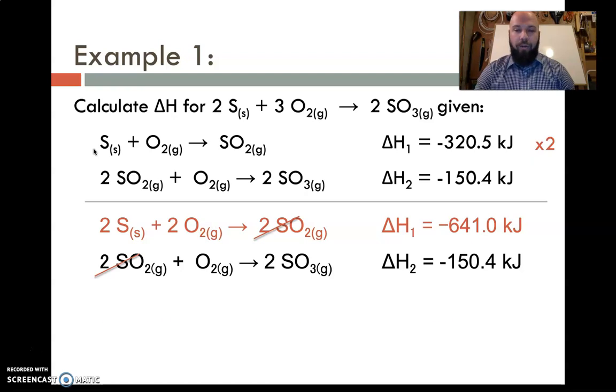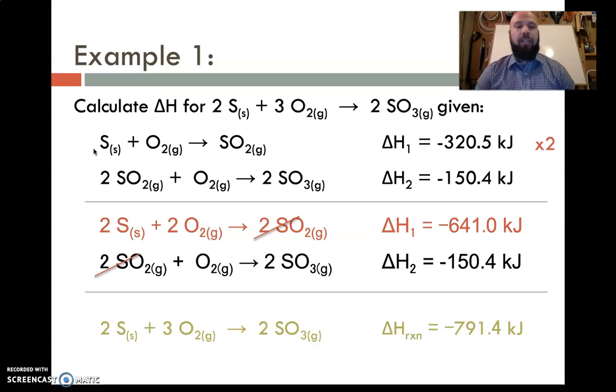With that now, you can total up the reactions on each side, and since the first step took 2 oxygen molecules and our second step took 1, our total reactants are 3 oxygen molecules and the 2 sulfur molecules from our first reaction, and our only products are the 2 sulfur trioxide molecules. When you add those 2 enthalpy changes together, you get negative 791.4 kilojoules, which is our total enthalpy of the reaction for our target equation.